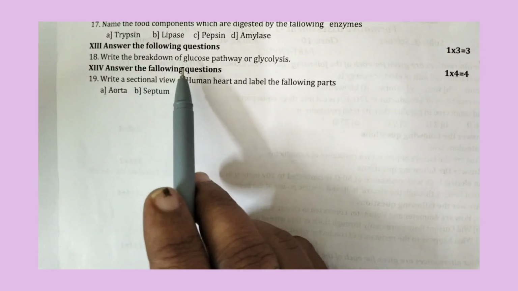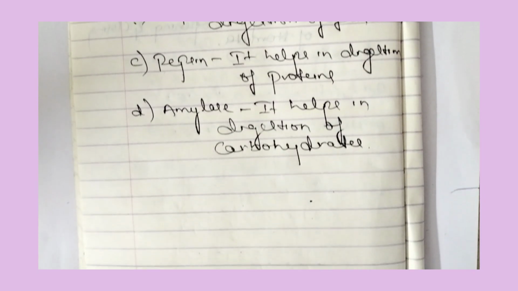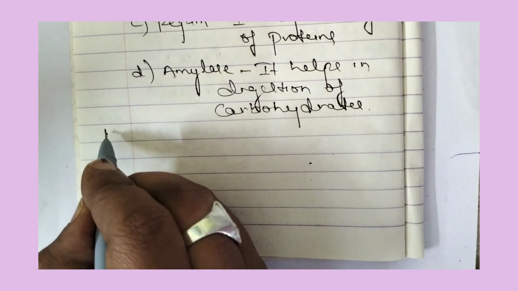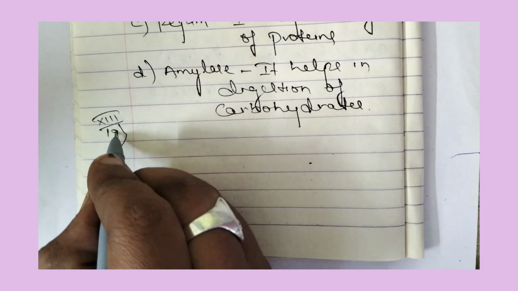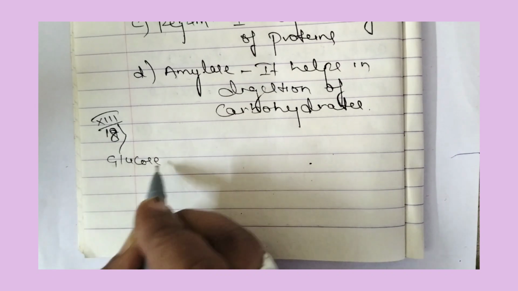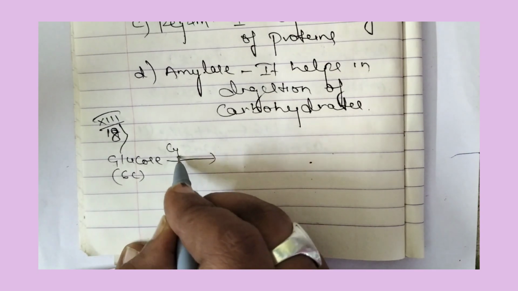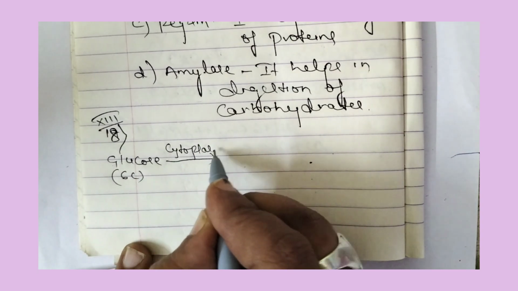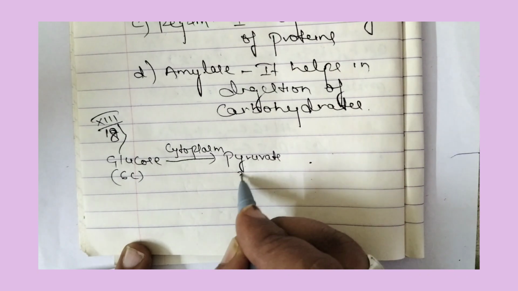Now the 18th question. Write the breakdown of glucose, the glucose pathway or glycolysis. So let us write the pathway for the breakdown of glucose. This is the 13th main, question number 18. Glucose, which is a 6 carbon compound, is converted in the cytoplasm of a cell into a 3 carbon compound called pyruvate.